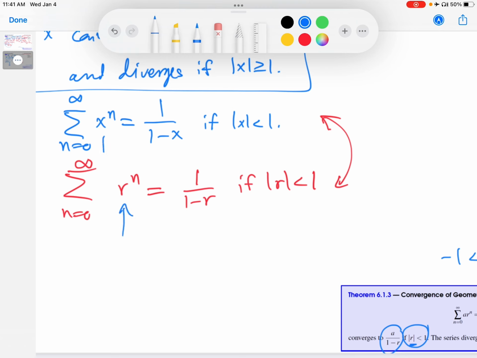This is r, this is x. But things are radically different now.